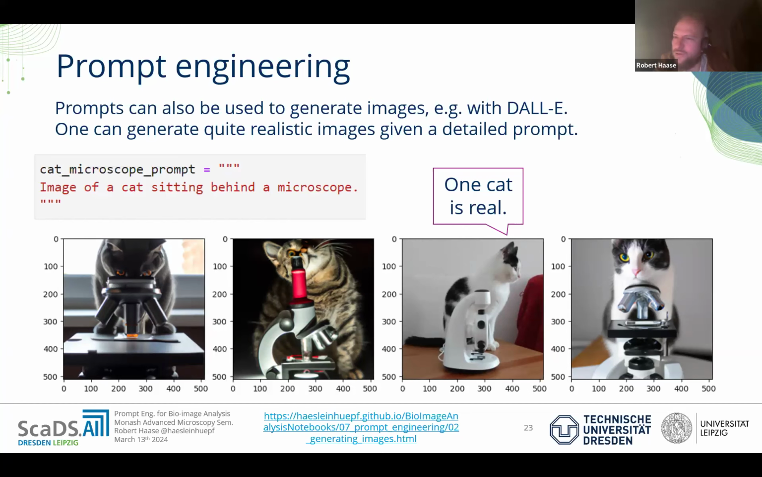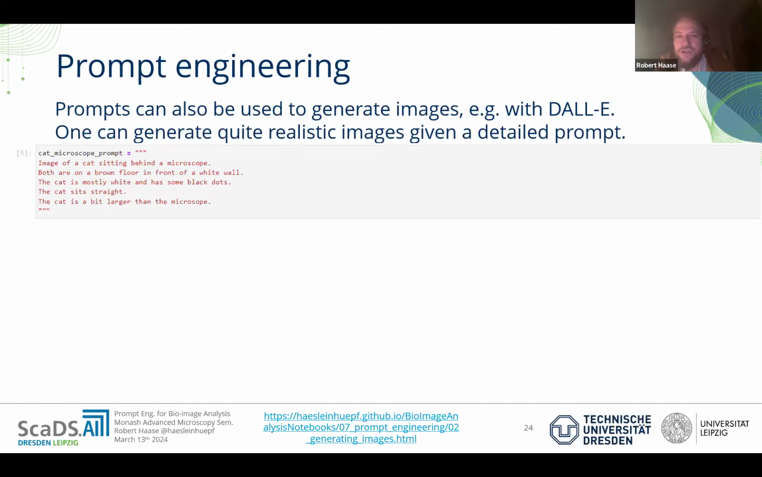Because these images look very different, and if you look closely, some of them might not even represent a physically possible scene. So if I want to fool, for example, somebody who looks at these images and has to guess which one is right, I have to provide a much more detailed prompt, as I was mentioning before. So here the prompt is now the following. Image of a cat sitting behind a microscope. Both are on a brown floor in front of a white wall. The cat is mostly white and has some black dots. The cat sits straight and the cat is a bit larger than the microscope.